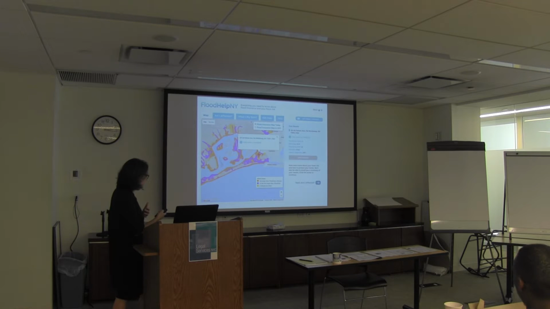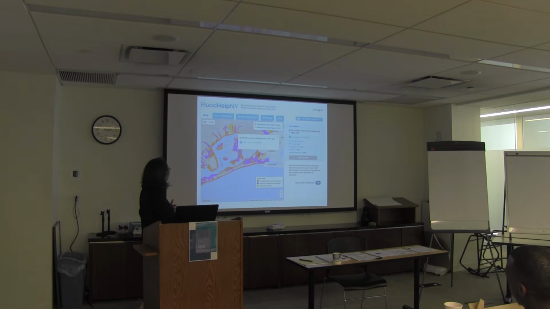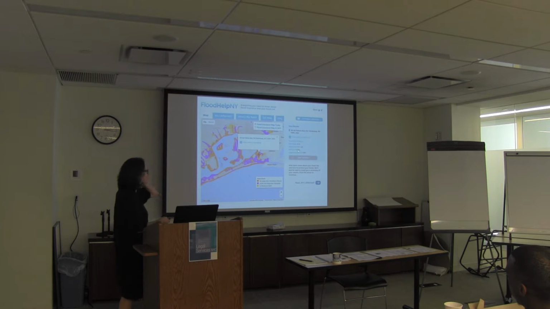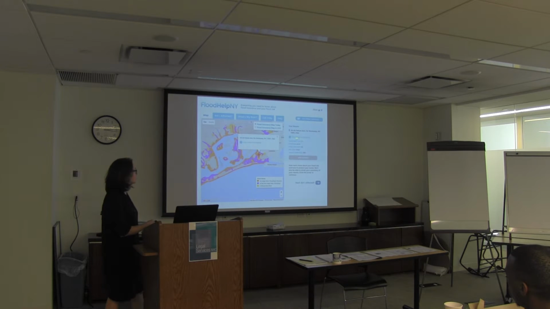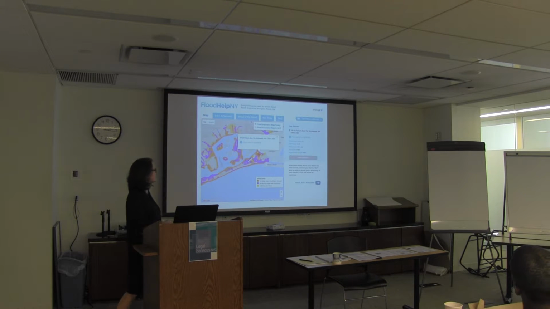And again, this is the old system, but if you type in an address, Flood Help NY is going to tell you your current zone and your future zone. So this is somebody who's now in an X zone, no flood insurance purchase requirement. If they do have flood insurance, they're not paying very much for it. Most likely in the future, it's going to get much worse for them. And this is, again, the building was built in 1997, so it's not going to be eligible for the pre-FIRM subsidy.